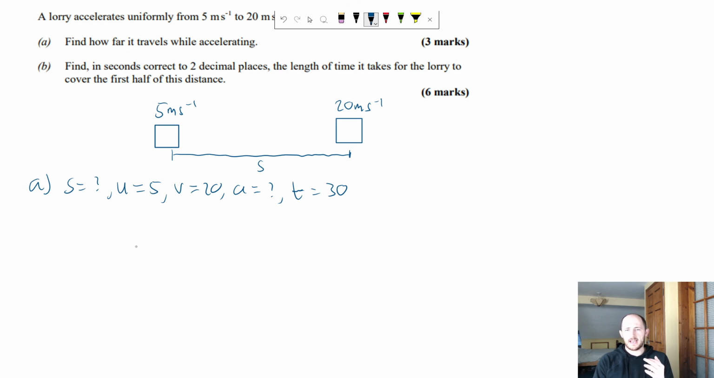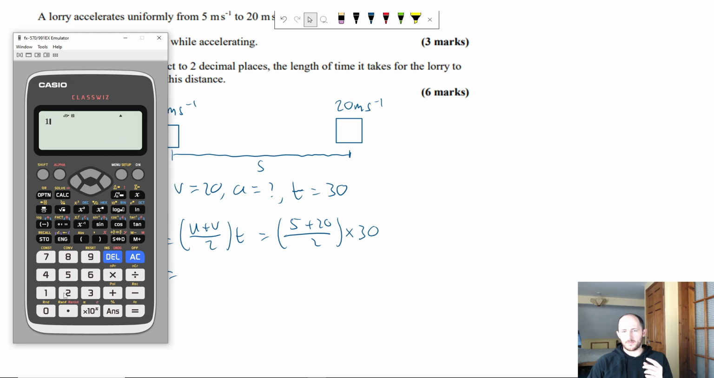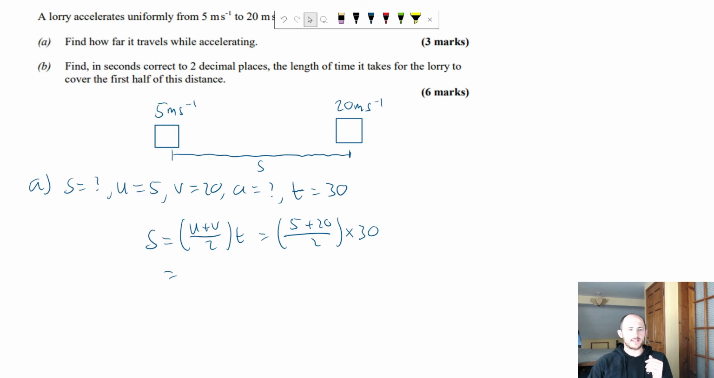Now, of course, the equation that has S, U, V, and T in it is actually S equals (U plus V) over 2, times T. So if we sub that in, we have (5 plus 20) over 2 multiplied by 30, and we can get that out now. So let's pull out our calculator. So that's going to be 25 over 2, which is 12.5 times 30. Probably didn't need a calculator for that, but whatever. 375 meters is how far it travels.